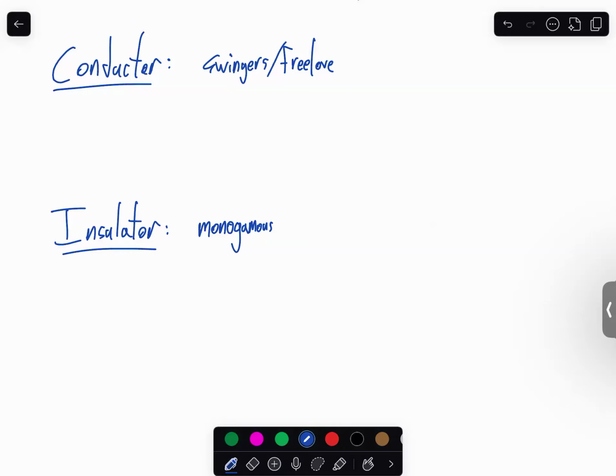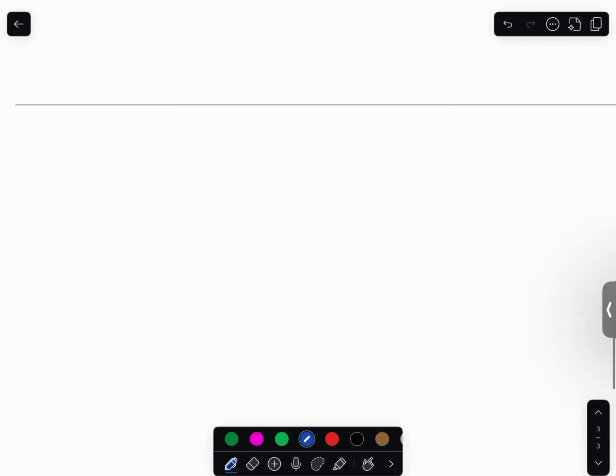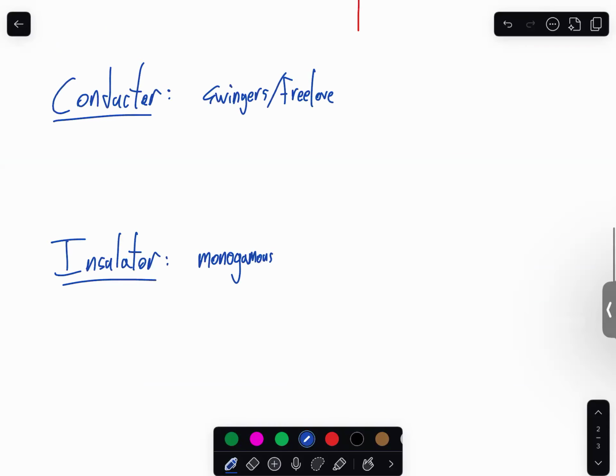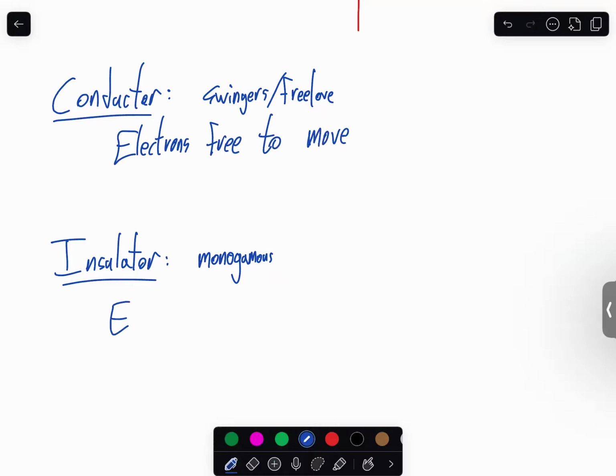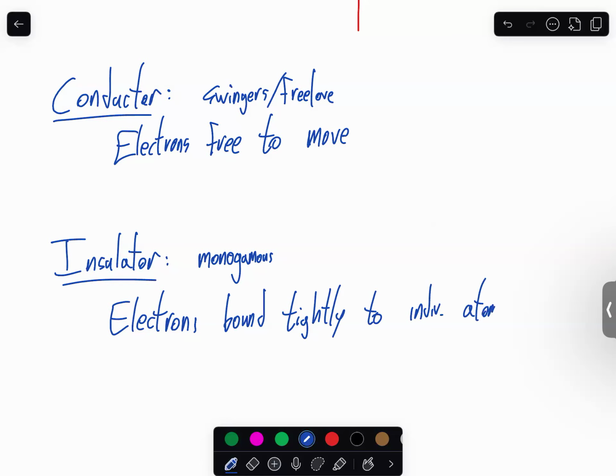So far, so good? We're almost done. We're really almost done. I should actually write more than just this. Electrons free to move. Electrons bound tightly to individual atoms, in complete sentences, from atom to atom.